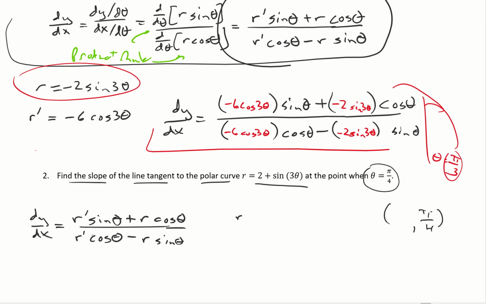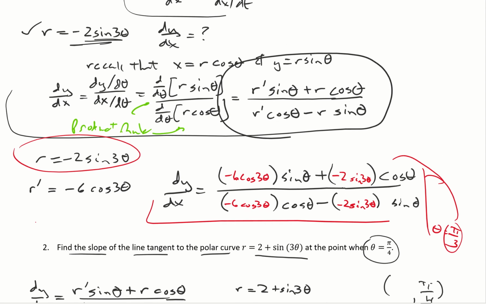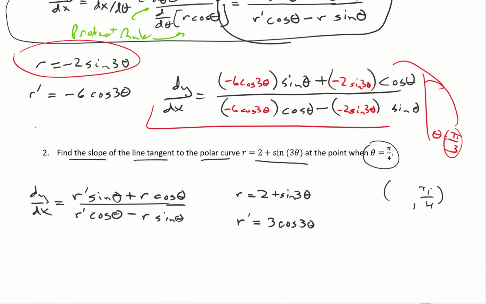We need to take down r, which is 2 plus sine 3 theta, apparently. I hope this is a good function. I haven't done it. And we need to find also r prime. So the 2 disappears, doesn't it? You derive sine, you get cosine times 3. So it's 3 cosine 3 theta. There you go. Did I make a mistake up here when I derived it? No, we're good. Okay, good. So here comes your formula for this guy.